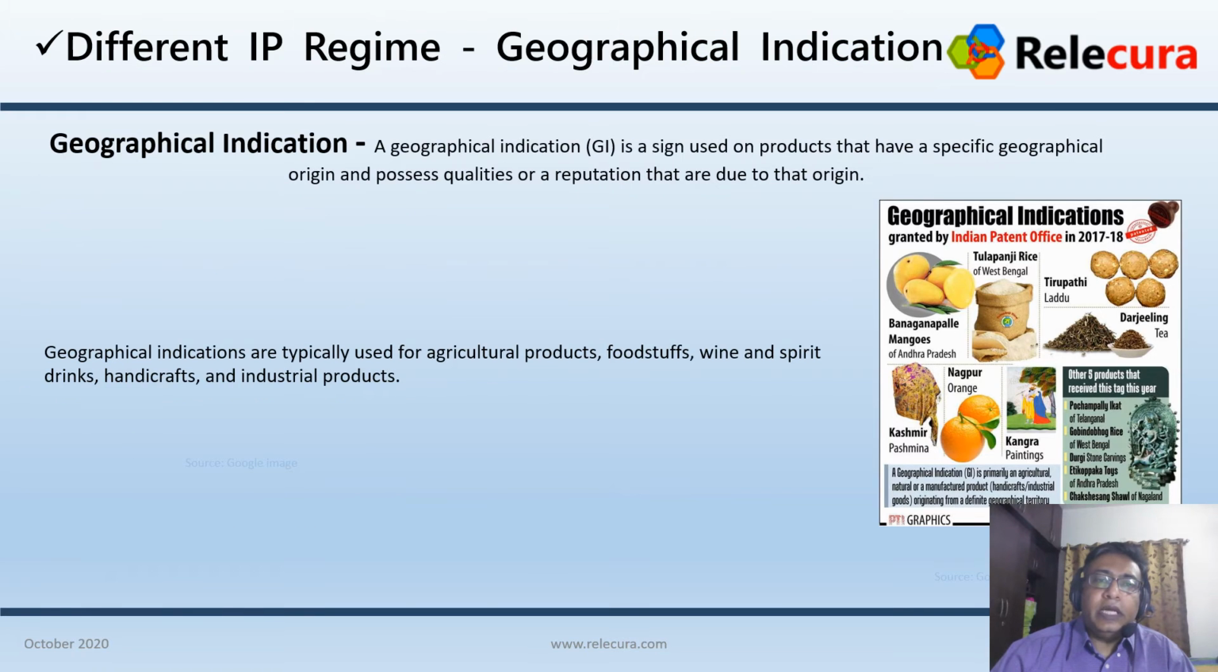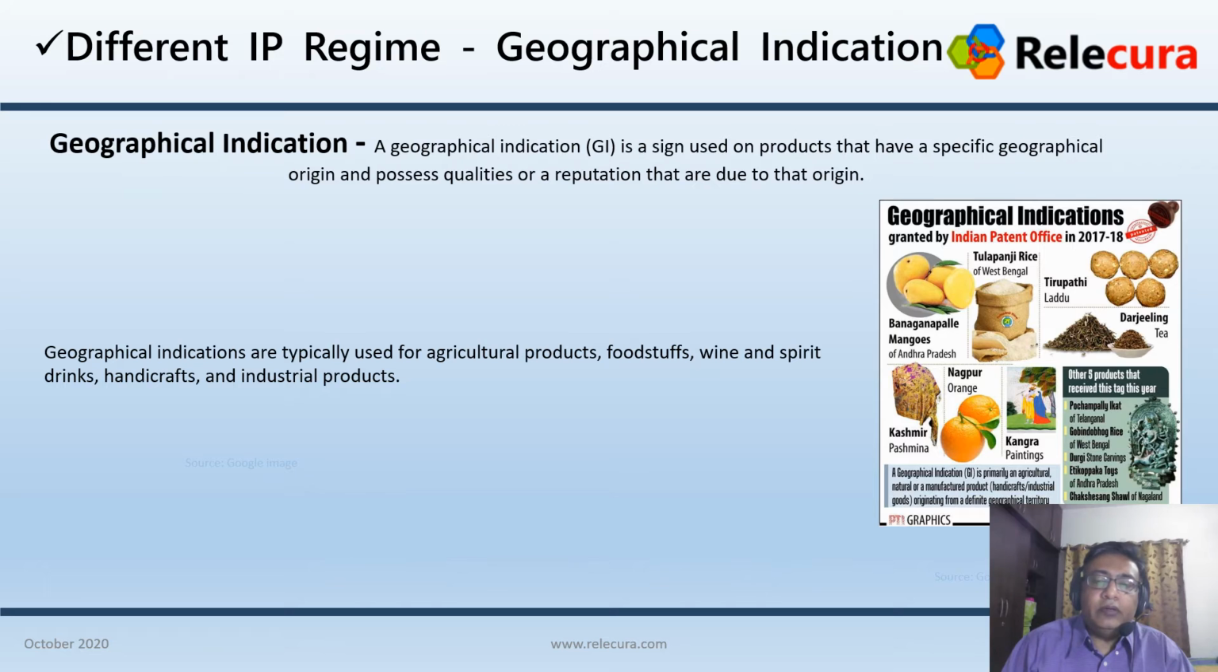Another IP regime is geographical indication, which is related to a sign used on products that have a specified geographical origin and possess qualities or a reputation that are due to that origin. Now, geographical indication is an IP regime related to a place or product which is grown in a specific condition of soil or climatic conditions.